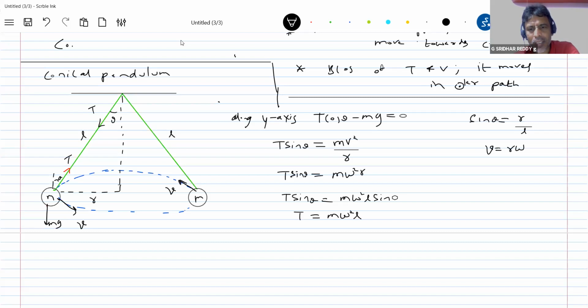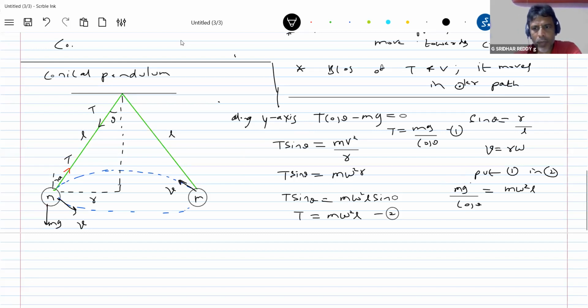So let me substitute this T here. Let me write one more equation here. T equal to mg cos theta. This is equation 1. This is 2. Put 1 in 2. So this will become mg cos theta. So what is omega square equal to? g by L cos theta.